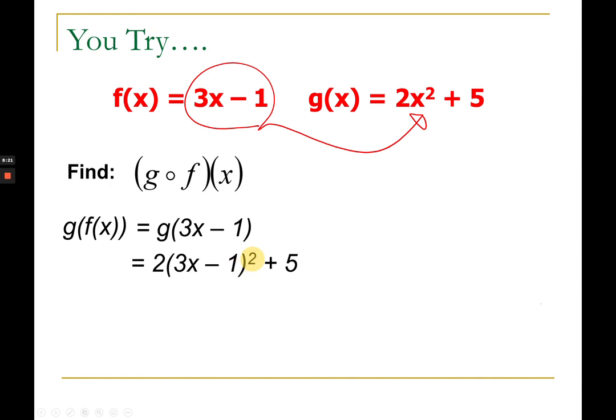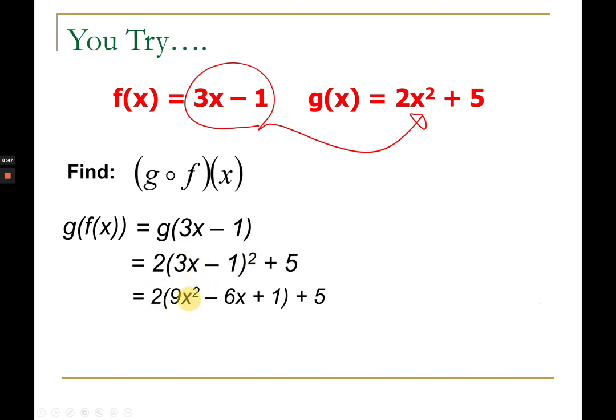The middle term will be 2 times negative 1 is negative 2. Negative 2 times 3x is negative 6x. The first term is 9x squared. The last term is 1. 2 times negative 1 is negative 2. Negative 2 times 3 is negative 6x. That's how you do shortcut on your square of binomial.